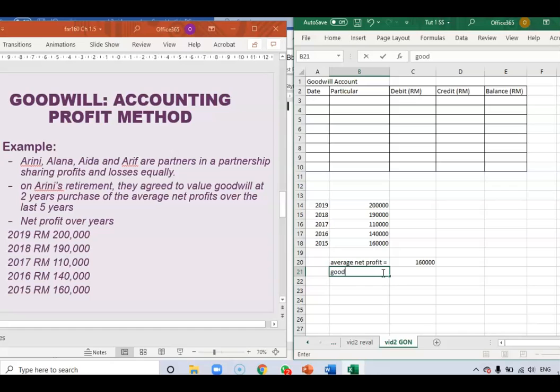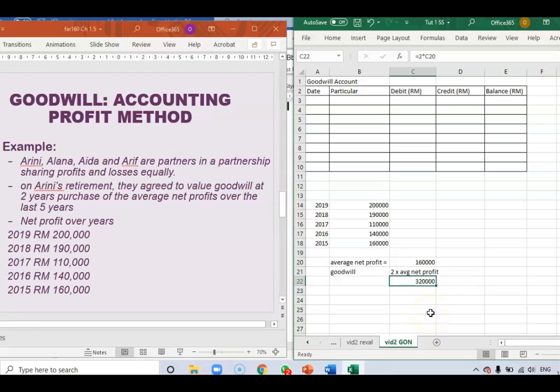So your goodwill amount is actually the 2 years of purchase multiplied by the average net profit that we have calculated. So the amount is 2 multiplied by the valuation profit. This is the amount of goodwill.